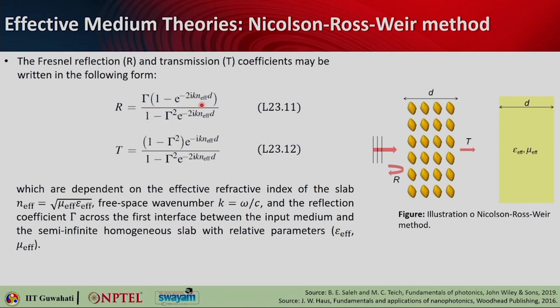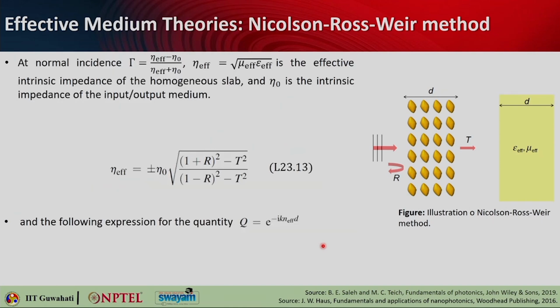Okay. So, what is this n effective? It is basically the effective refractive index of the slab. So, it comes from the square root of mu effective and epsilon effective. Okay. And what is k? k is basically the wave number, that is omega by c, and the reflection coefficient capital gamma is basically across the first interface between the input medium and this semi-infinite homogeneous slab that you have made. Okay. So, you can see gamma takes this particular form.